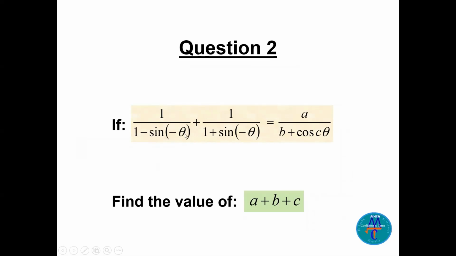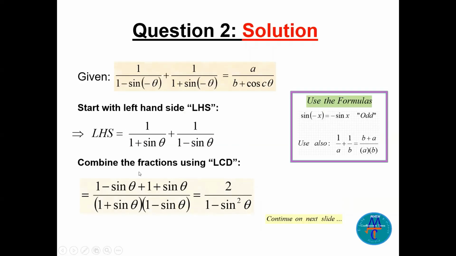Question number 2, we have a nice identity here: 1 over 1 minus sine of minus theta plus 1 over 1 plus sine of minus theta. Let's make this one similar to A over B plus cosine of C theta. After that, you find A plus B plus C. So let's start on the left side here. I know sine function is an odd function, so sine of minus theta is minus sine theta. With the minus here it becomes plus.